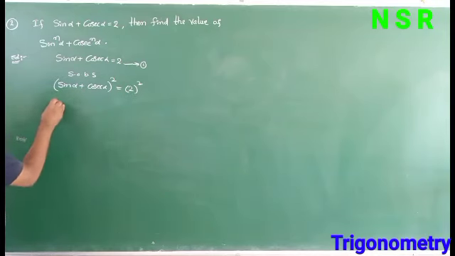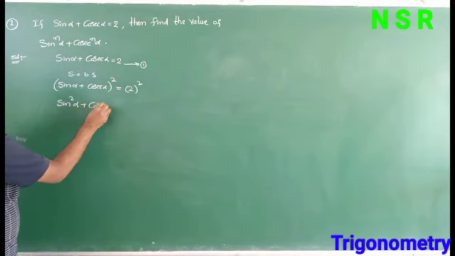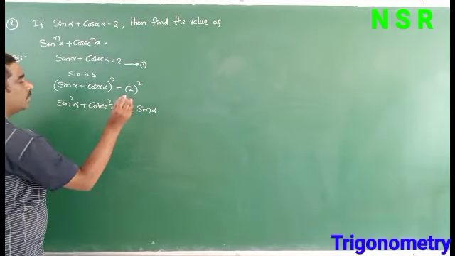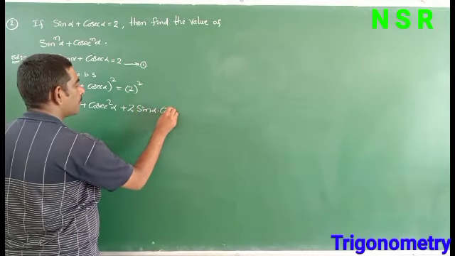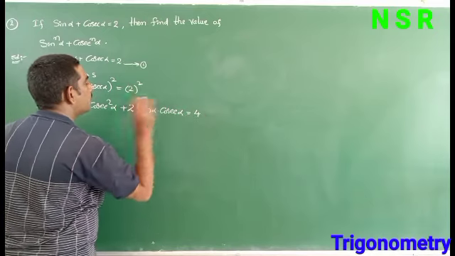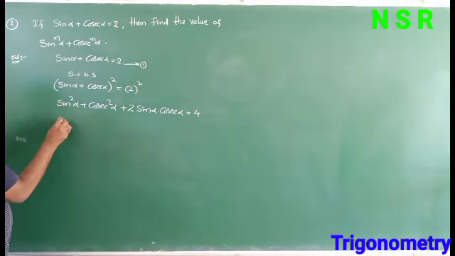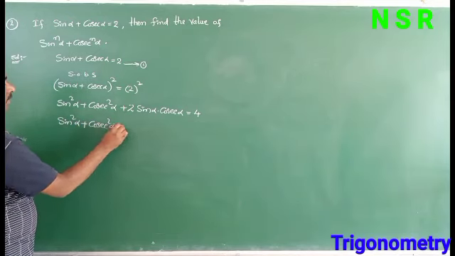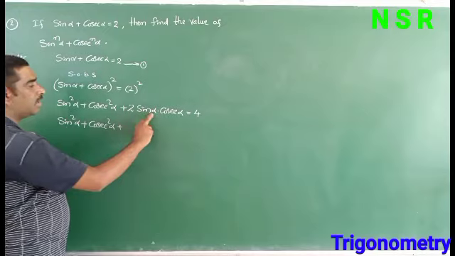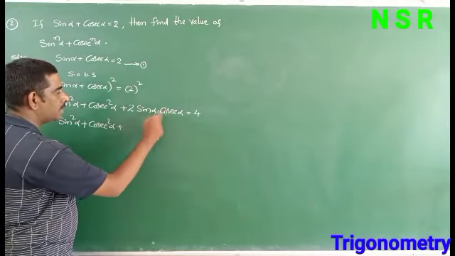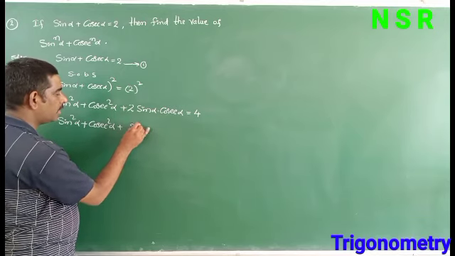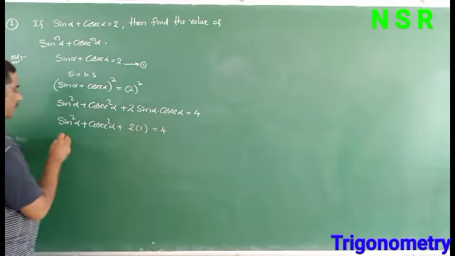So apply a plus b whole square: sin square alpha plus cosecant square alpha plus 2 sin alpha into cosecant alpha equals 2 square, value 4. Here the angle is the same, so sin and cosecant are reciprocals, and sin alpha into cosecant alpha is 1. So 2 into 1 equals 4.